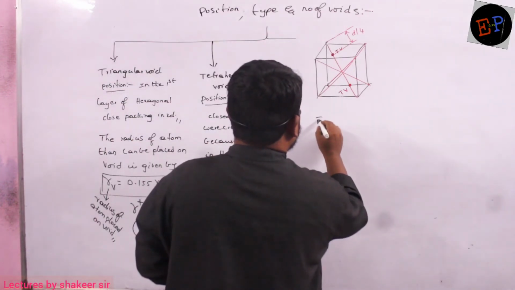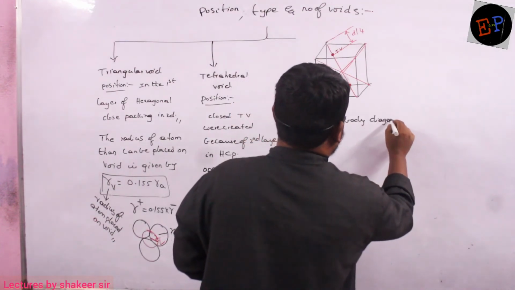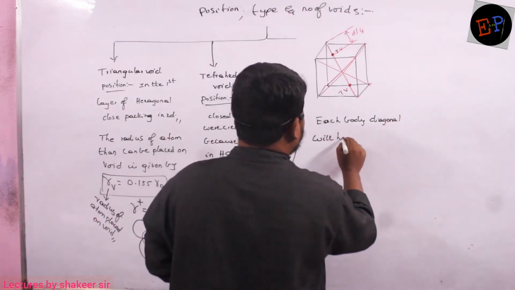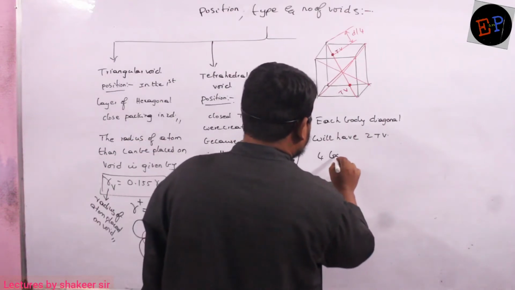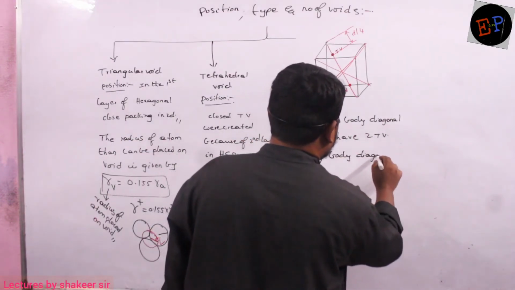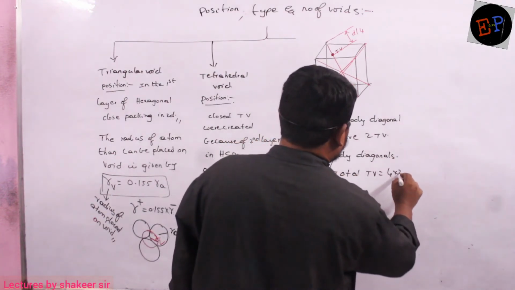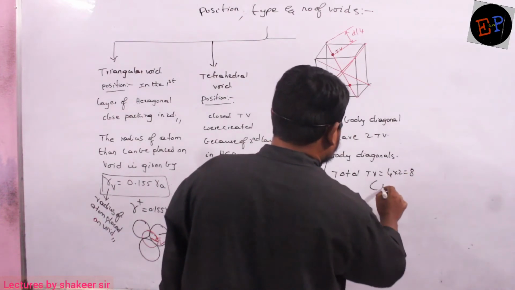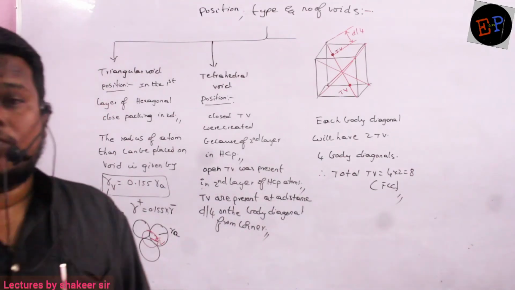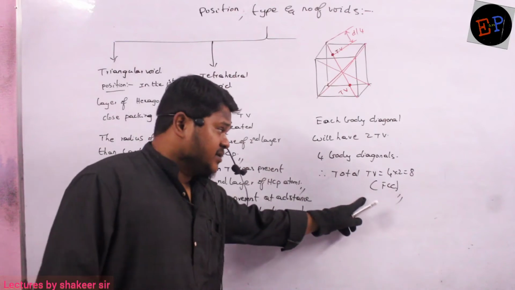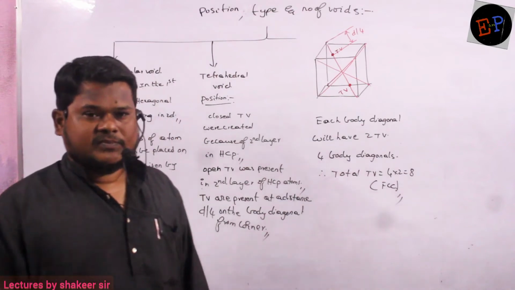So write down. Each body diagonal will have 2 tetrahedral voids. Total how many body diagonals? 4 body diagonals. Clear, no? Therefore, total tetrahedral voids are how many? 4 twos are 8. And this is in which case? This is in the case of FCC, the face-centered cubic unit cell. So in FCC, how many tetrahedral voids will be present? 8 tetrahedral voids will be present. Are you able to understand?